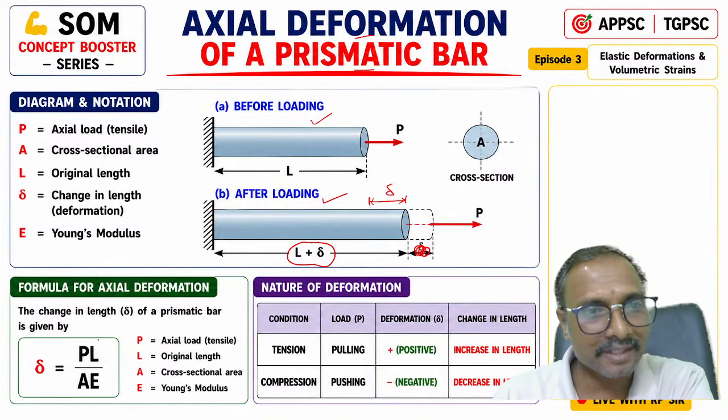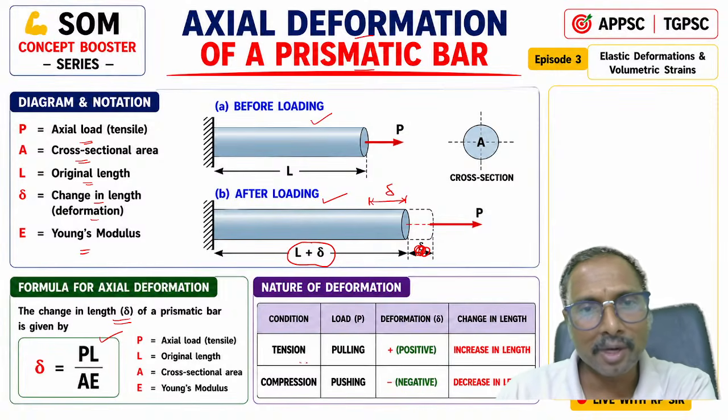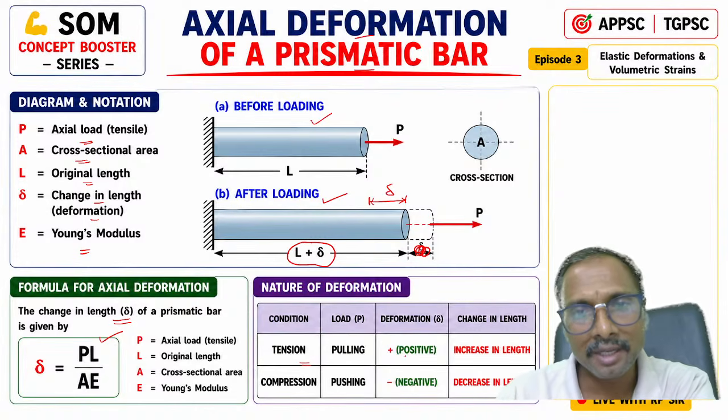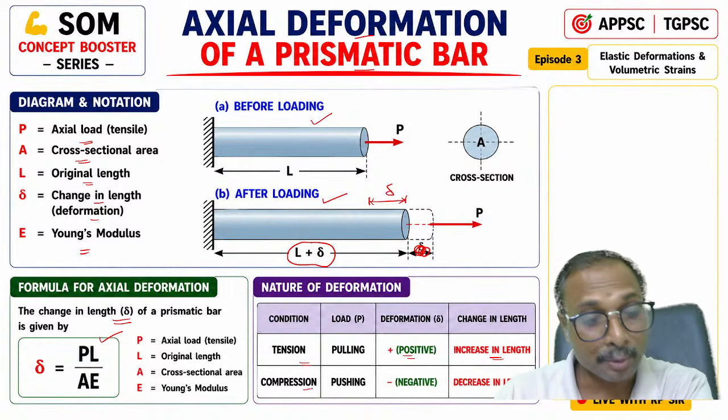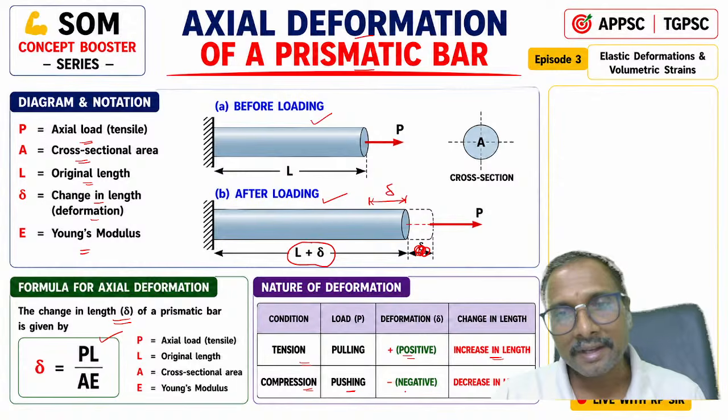So how can you get the formula for this axial deformation? Change in the length of a prismatic bar is given by delta = PL by AE. P is the axial load applied, A is the cross section area, L is the original length, delta is the change in the length, E is the Young's modulus. Suppose you are applying tension, what will happen? The deformation will be positive, it will cause increase in the length. Suppose you are applying compression, what will it cause? Pushing, negative deformation and decrease in the length, right?